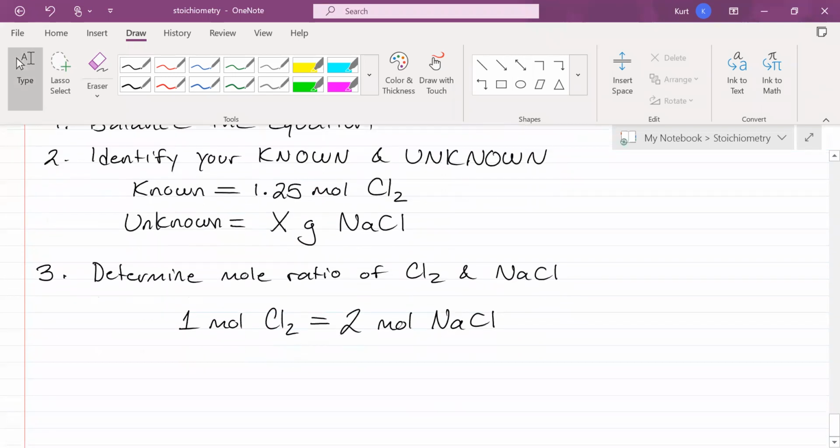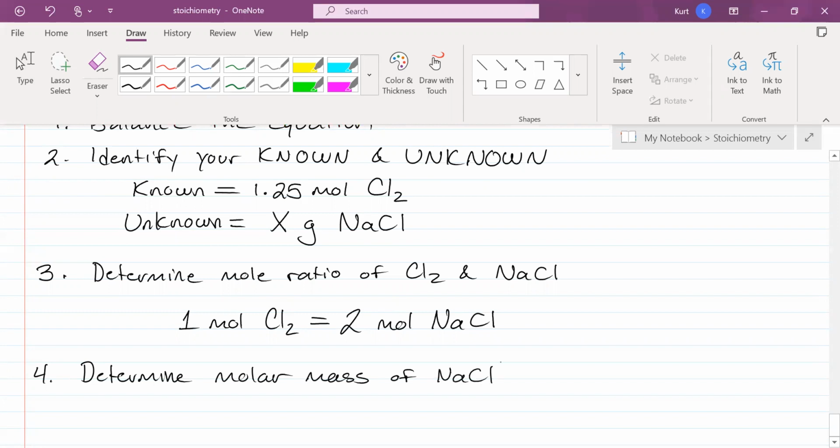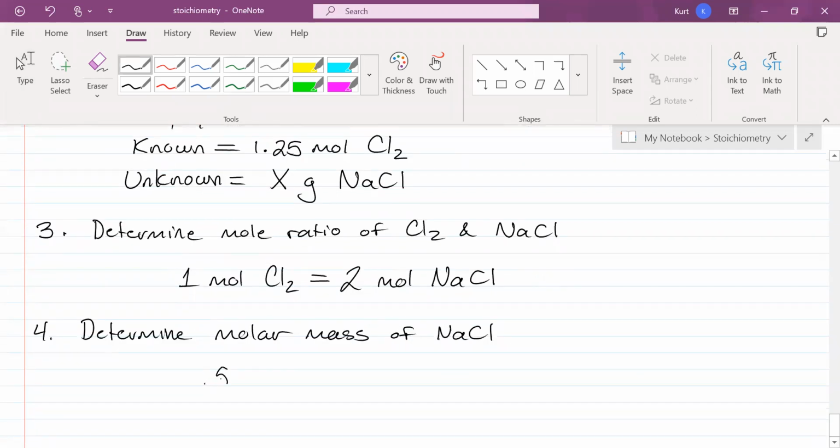Now, step 4. Are we trying to find the mass of chlorine or the mass of sodium chloride? What are we looking for? All right, we're trying to find the mass of sodium chloride. So what you're going to need to do is determine the molar mass of sodium chloride. Well, I know off the top of my head, sodium is 23 grams per mole, 23.0. And chlorine is 35.5. So 23 plus 35.5, tell me if I'm wrong, this is going to be 58.5 grams per mole. Is that right? Okay, great. We need that conversion.